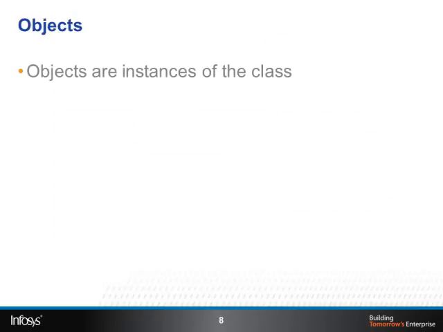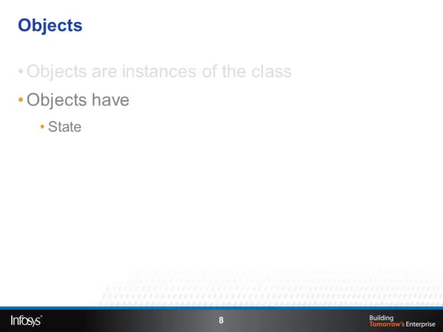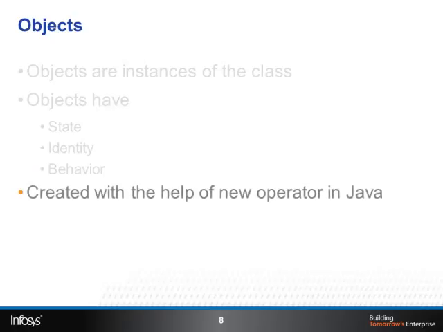Objects are instances of the class. Objects have state, that is, the values held by the attributes, identity through which they can be uniquely identified, and behavior that they exhibit to the external world. In an object-oriented programming language like Java, objects are created with the help of the new operator. We will learn about this in future sessions.